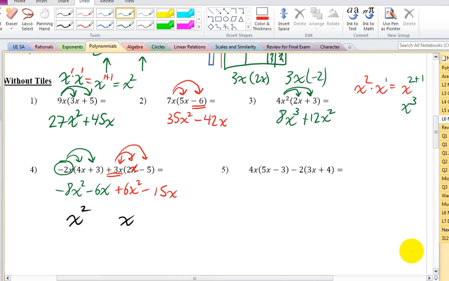So what do you get? Negative 2x squared minus 21x. Good job. How many people got that? Hands up. Okay, that's going to be by far the hardest question you're going to see in grade 9.